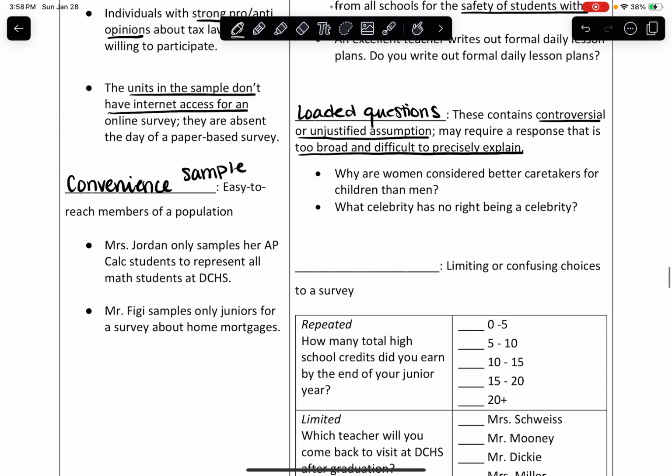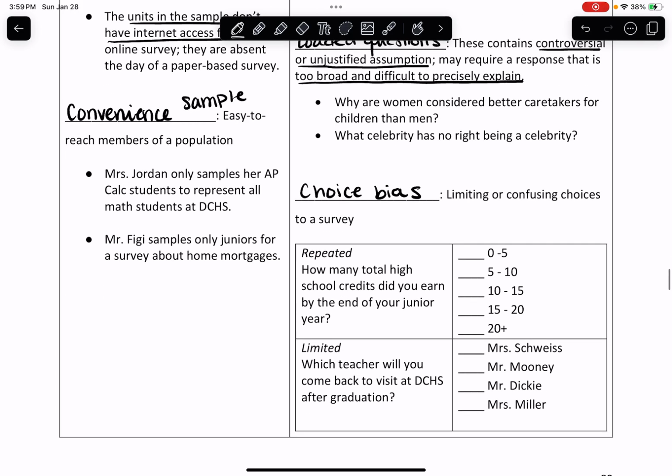There's also choice bias. Maybe you're not asking open-ended questions, but you're asking closed-ended questions, you might be limiting or confusing choices in a study. So, for example, there's repeated choice bias, where if we look at our different intervals, we can see that there's overlap. So for somebody who earned 15 credits in high school, which one of these two options do they select? The 10 to 15 or the 15 to 20? Because 15 is represented in both.